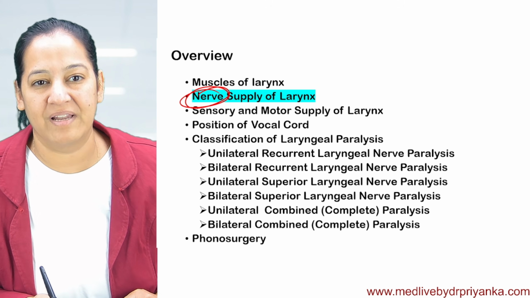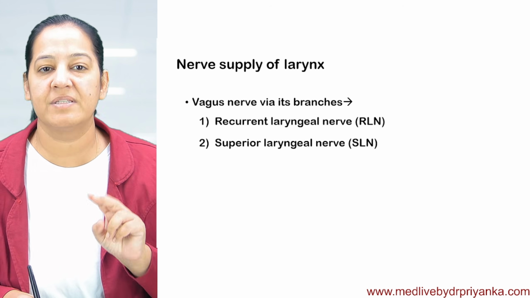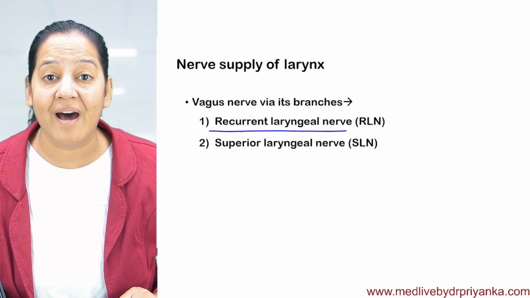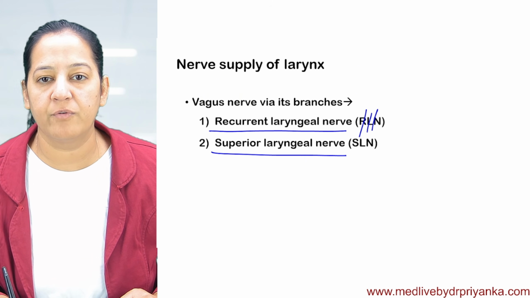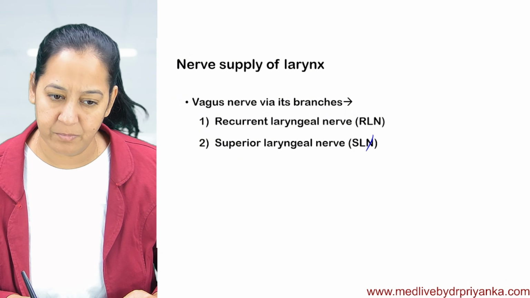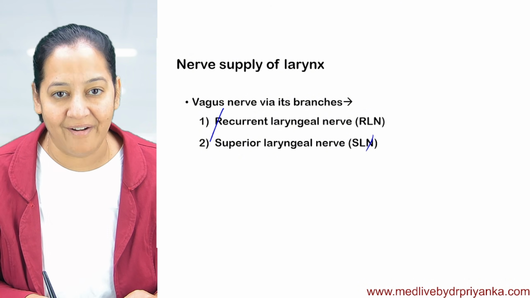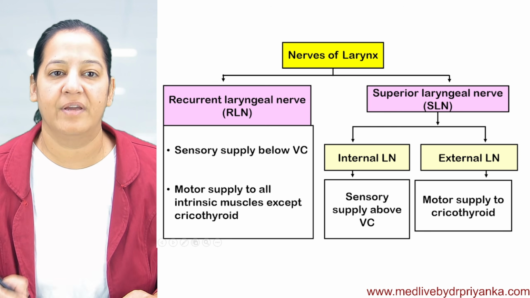Now coming to the nerves of the larynx. How many nerves do we have in the larynx? We have 2 nerves. What are the 2 nerves? Recurrent laryngeal nerve, known as RLN, and superior laryngeal nerve, known as SLN. So there are 2 nerves which supply the larynx, sensory as well as motor.